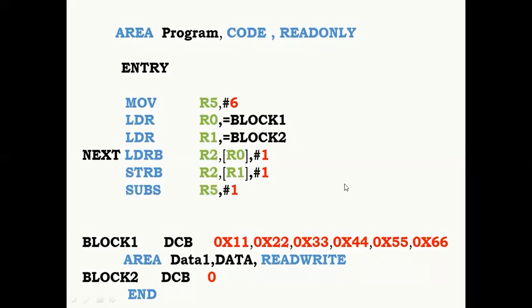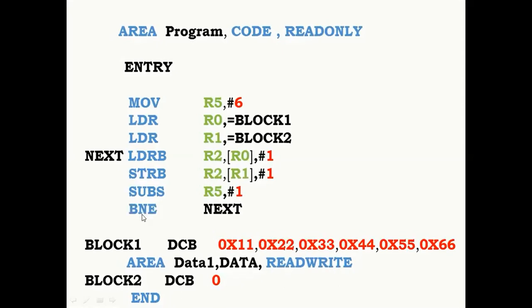So next, after the movement of one value, we have to decrement the count. What is our count? 6 is our count. So we have to decrement using SUBS. Count is present in R5. So we are decrementing the count by how much? 1. For every movement of data, you should decrement the count by 1.